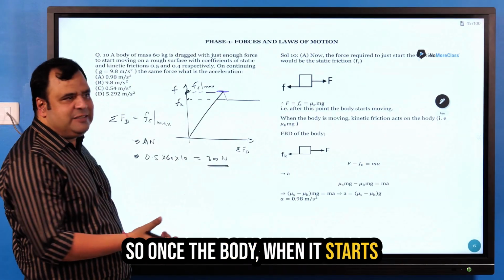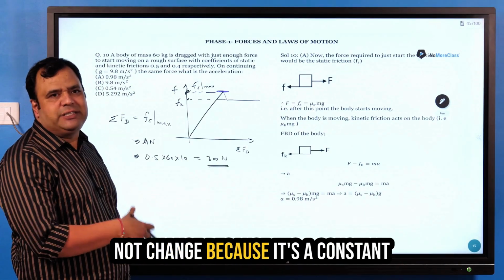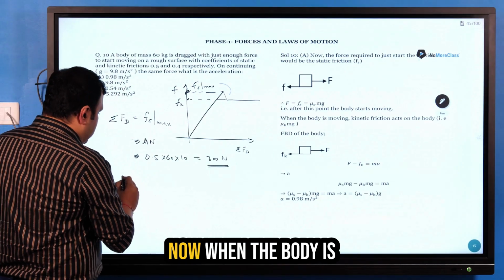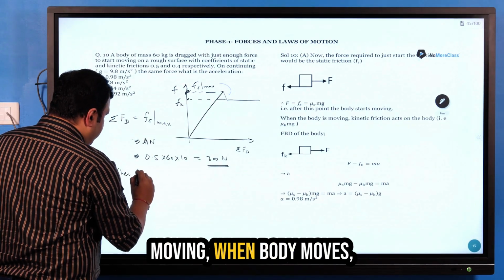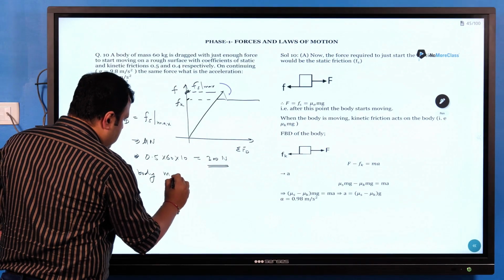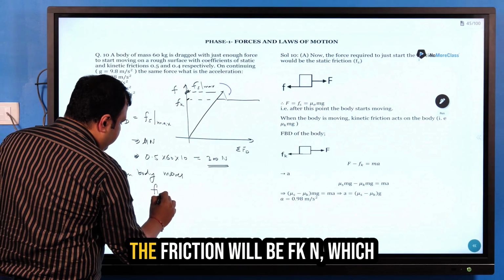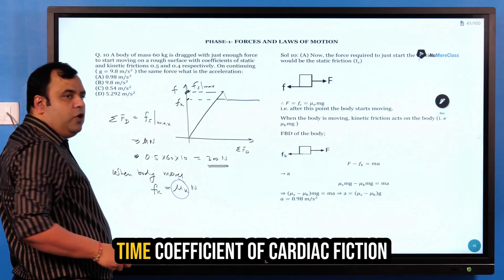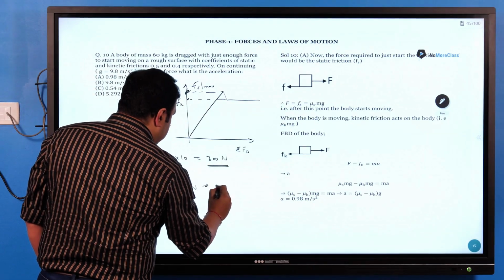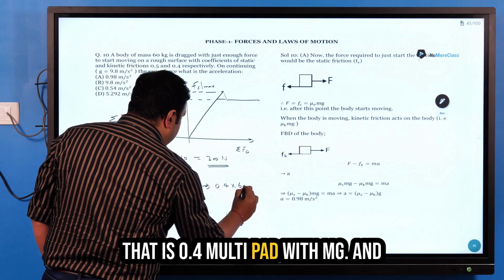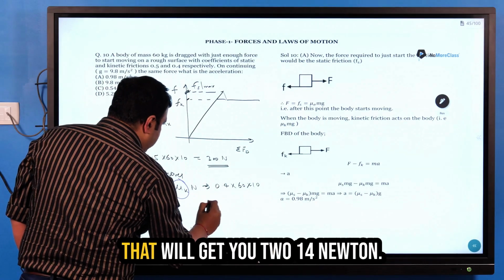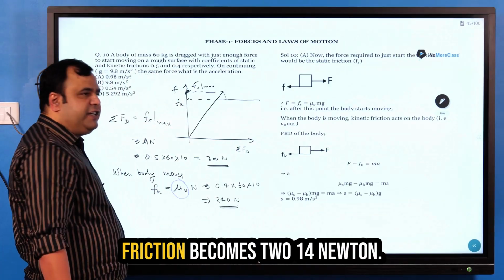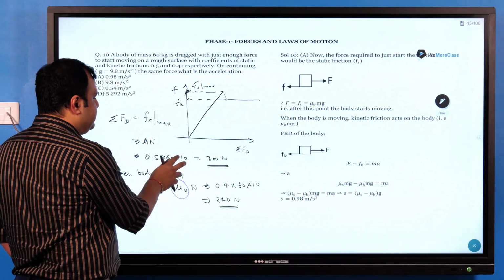Once the body starts moving, the net driving force will not change because it's a constant force, but the friction will change. When the body moves, the friction will be Fk equals mu times N, but this time with the coefficient of kinetic friction. That is 0.4 multiplied with mg, and that gets you 240 Newton. Once the body starts moving, the friction becomes 240 Newton.